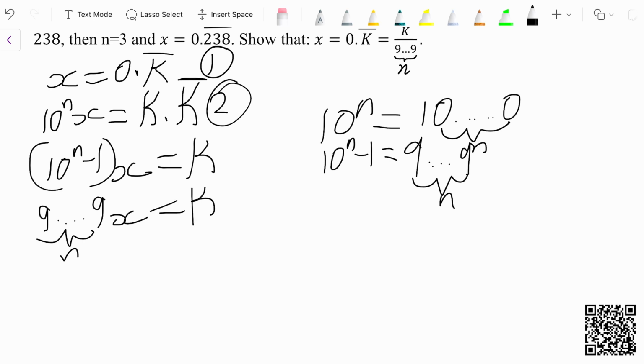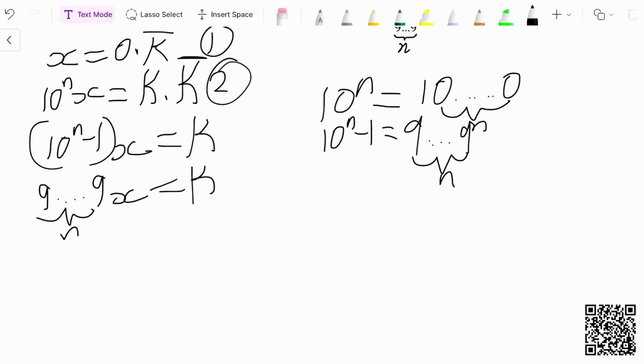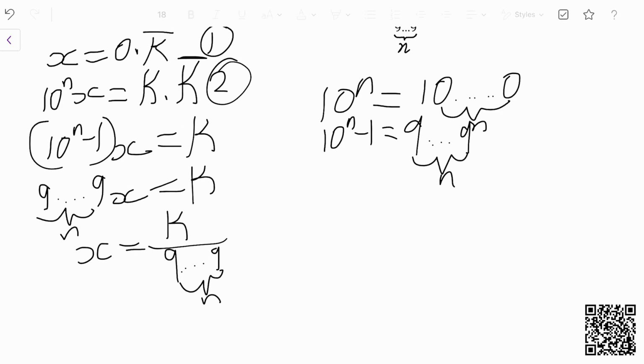And since we are trying to isolate x like we would have usually in a word problem or a straight up problem, we have no idea, but this is a proving problem, so we're just going to disassociate that for now. But we're trying to solve for x. Just imagine that you're trying to solve for x so we can prove it. So x would then be equivalent to, since we divide both sides by 9...9 with an amount of 9s, we would get k over 9...9 with an n amount of 9s. Oh, that is not a dot, that is a line.